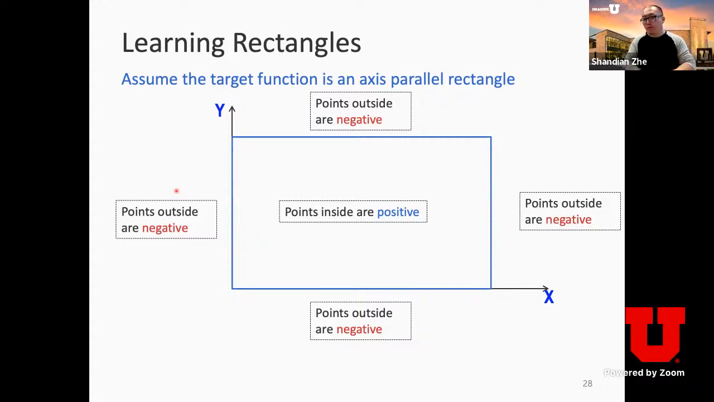Then a natural question will be, can we, in theory, guarantee that our learned hypothesis is approaching or converges to this target rectangle? Namely, our learning will finally converge to the true function. A second, how many examples do we need to achieve a particular gap between the learned hypothesis and the target?